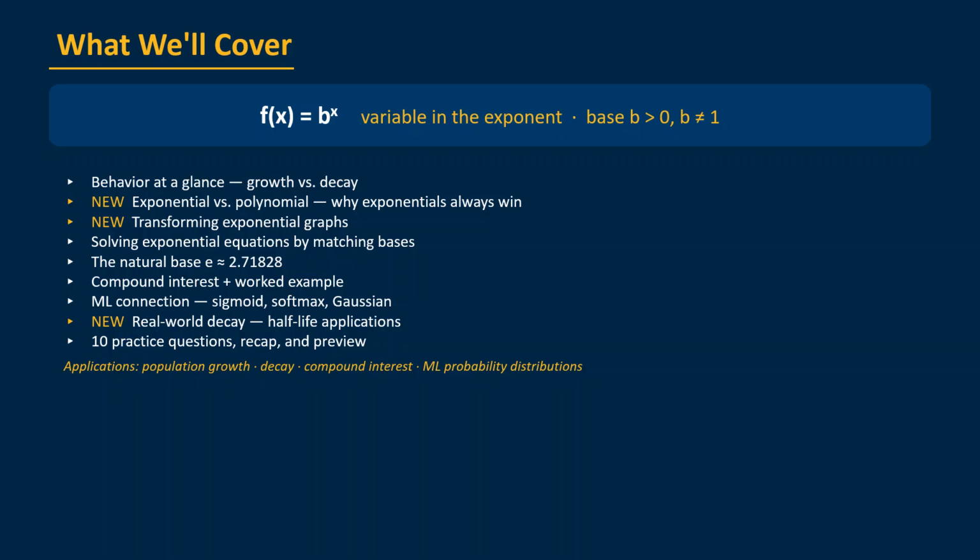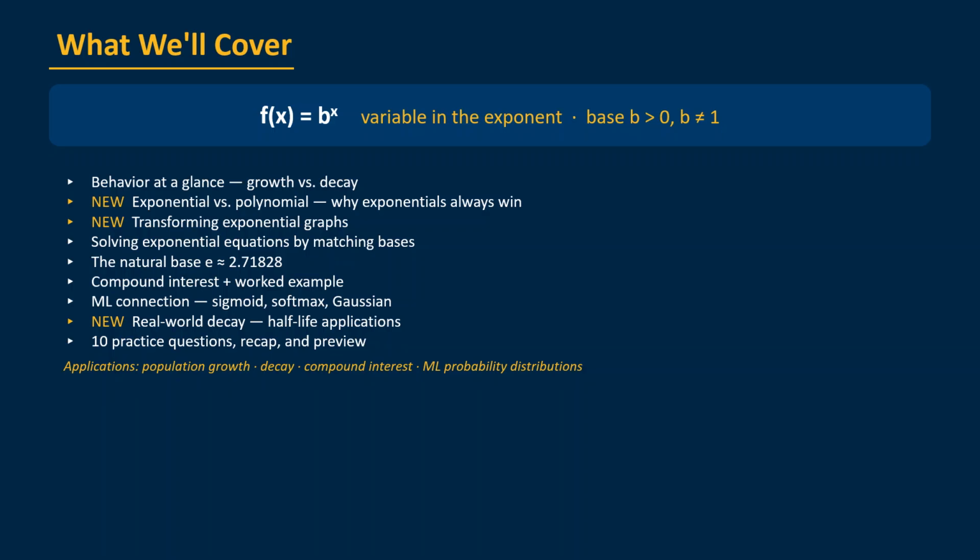The agenda for today's lesson proceeds as follows. We begin with the behavior of exponential functions at a glance, covering growth versus decay patterns and their shared properties. Next, we address the technique of solving exponential equations by matching bases. We then introduce the natural base e and its defining calculus property, followed by compound interest as the prototypical real-world exponential. The machine learning connection, specifically sigmoid, softmax, and Gaussian functions, rounds out the conceptual material. Finally, 10 practice questions, a recap, and a preview of next week's content on logarithms.